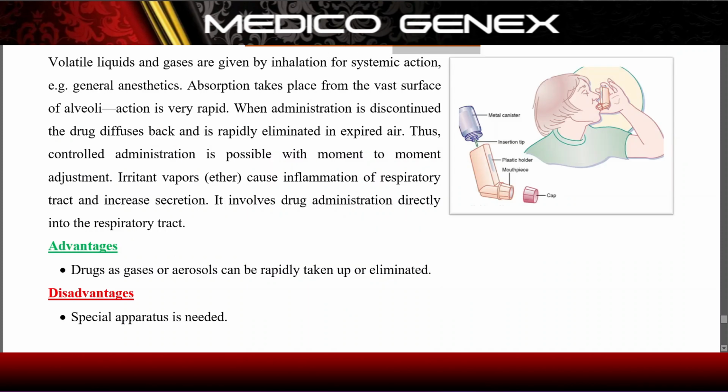Inhalation route of drug administration. Volatile liquids and gases are given by inhalation for systemic action, e.g. general anesthetics. Absorption takes place from the vast surface of alveoli. Action is very rapid. When administration is discontinued, the drug diffuses back and is rapidly eliminated in expired air. Thus, controlled administration is possible with moment-to-moment adjustment. Irritant vapors, e.g. ether, cause inflammation of the respiratory tract and increase secretion.